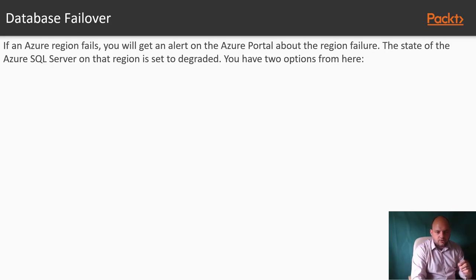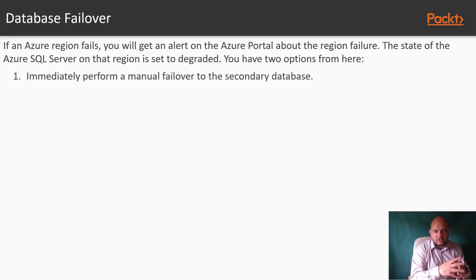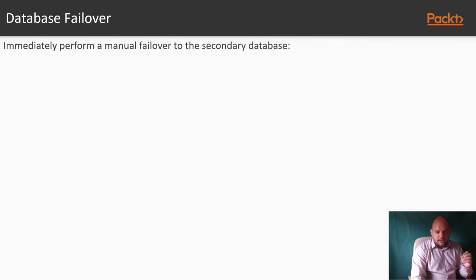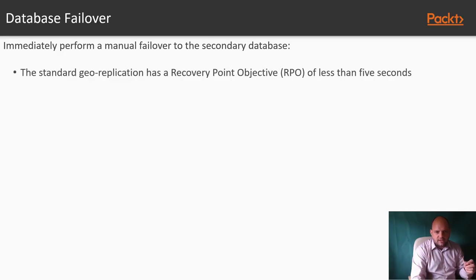and then from here you've got a couple of options. So much like an on-premises DR situation, you've got a choice to make when the disaster happens. You can immediately perform a manual failover to a secondary database, or you always have the option of waiting for the region to recover. If you immediately perform a manual failover to the secondary database, the geo-replication has a recovery point objective of less than 5 seconds. Now, RPO is the maximum duration in which data might be lost from an outage.